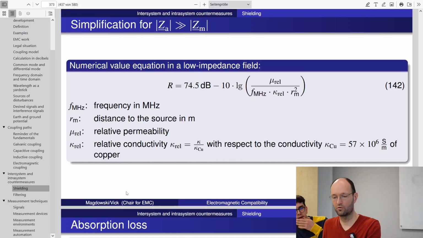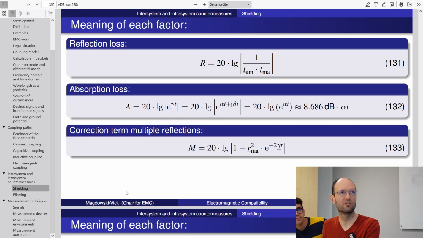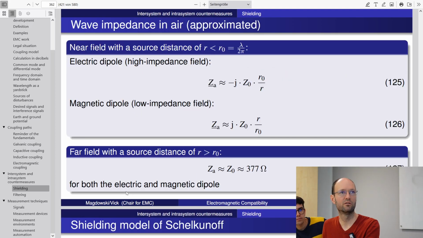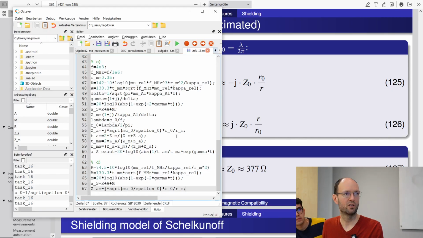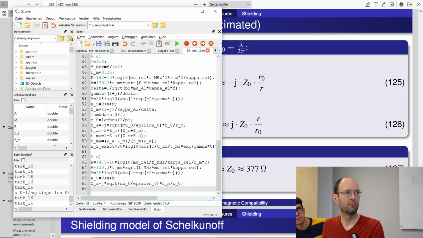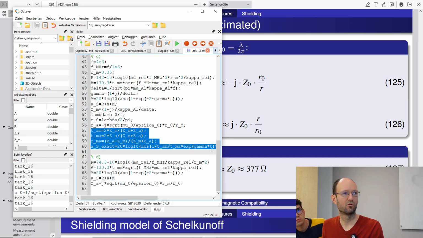And if I go back to the corresponding page on the slide, which should be somewhere here, for the magnetic dipole for the low impedance field, we have this formula. So here is the reciprocal value, and the minus j turns into a plus j. So I can change this in the formula, minus j into plus j, and then it's source distance divided by the transition distance. Nothing else changes, so I think we just need to recalculate everything that follows here.